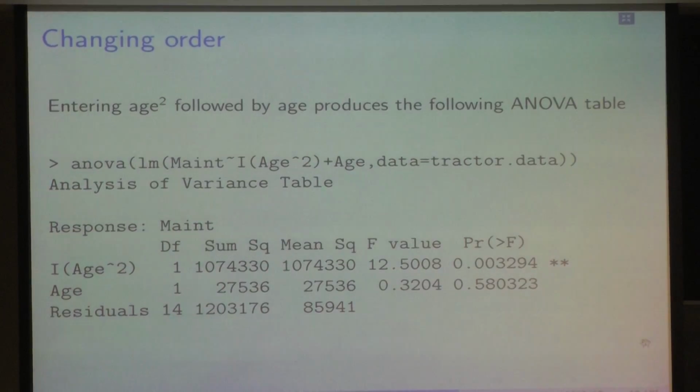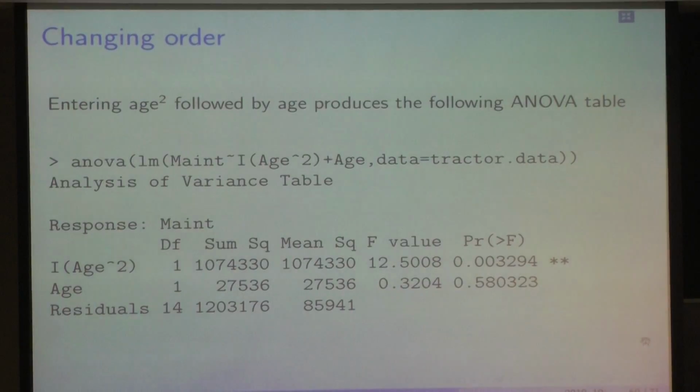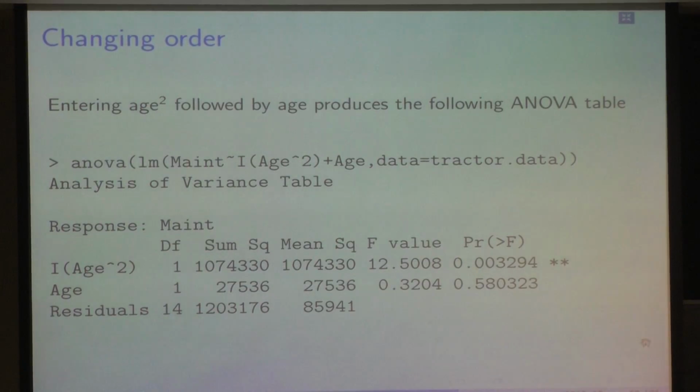So if you do this, you can again do an analysis of variance table. And now, because we've put age squared into the model first, R tries to add age squared to the model before age. And what happens?